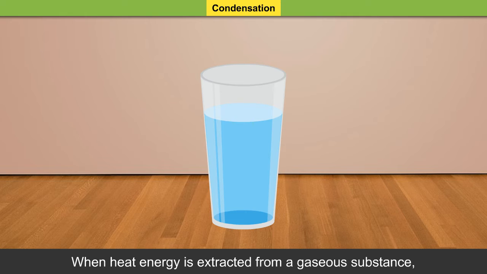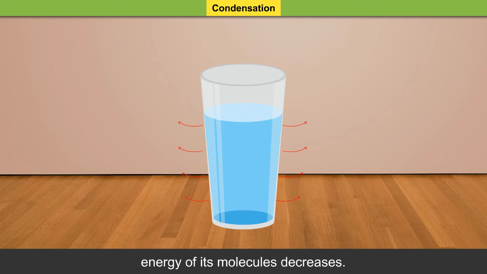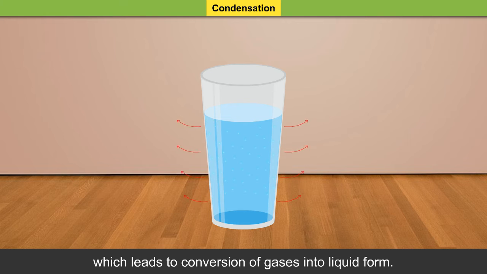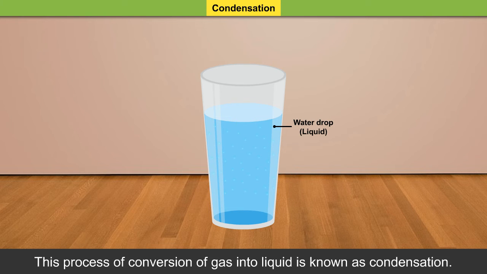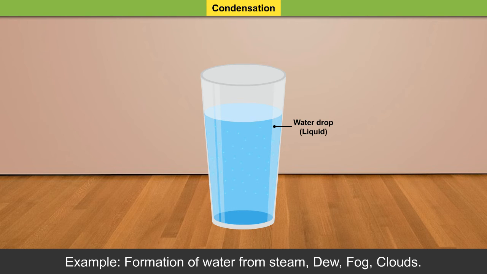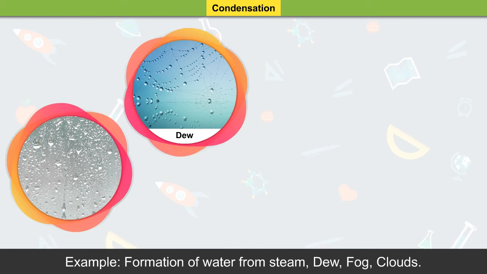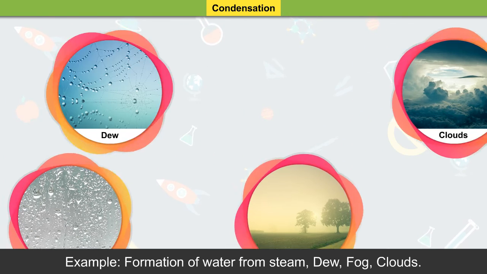Condensation. When heat energy is extracted from a gaseous substance, energy of its molecules decreases. This causes decrease in intermolecular spacing, which leads to conversion of gases into liquid form. This process of conversion of gas into liquid is known as condensation. Example: formation of water from steam, dew, fog, clouds.